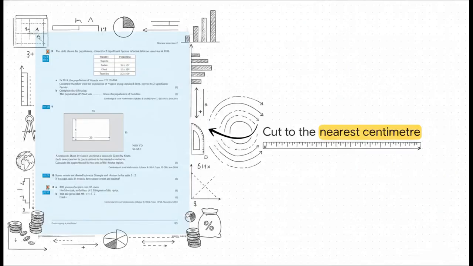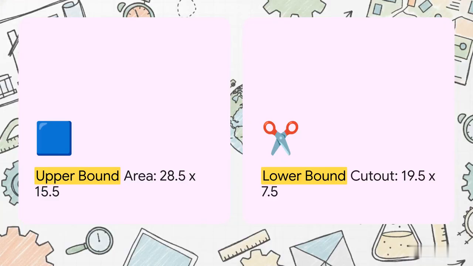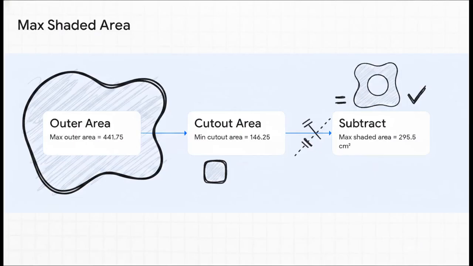Now look at this realistic architectural blueprint. Every single edge is cut to the nearest centimeter. To maximize the shaded area, we take the largest possible outer boundary minus the smallest possible cutout. Subtracting that tiny cutout from the maximum outer area yields exactly 295.5 square centimeters.